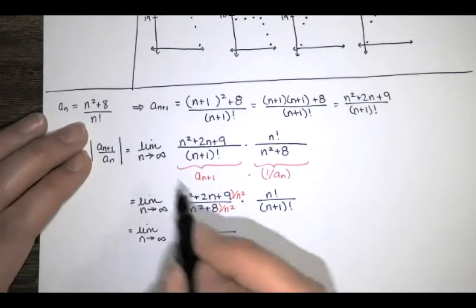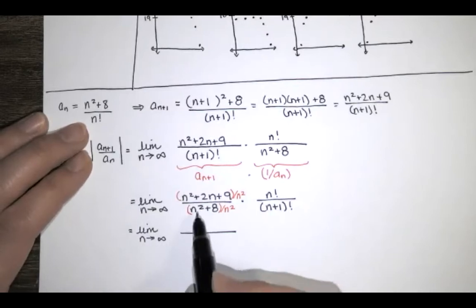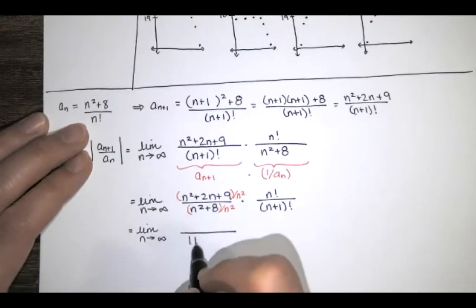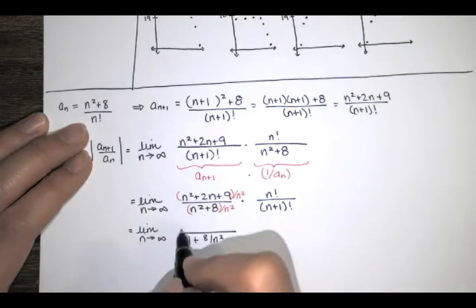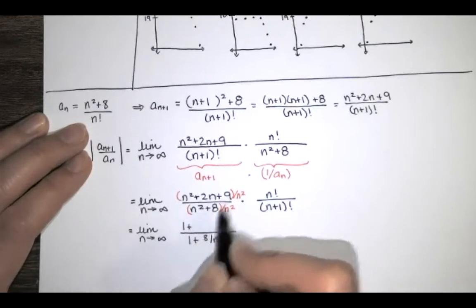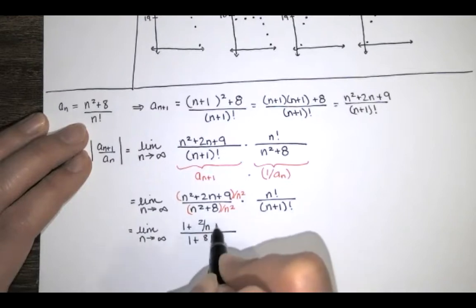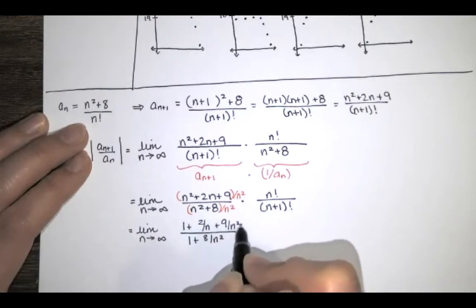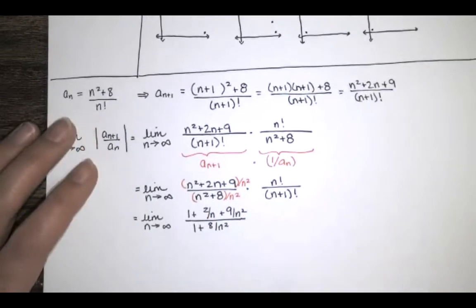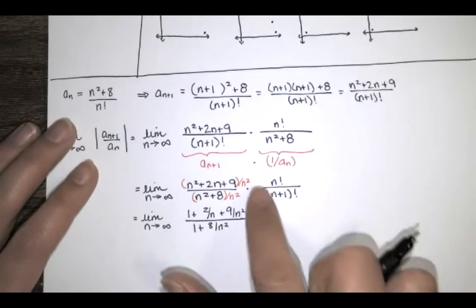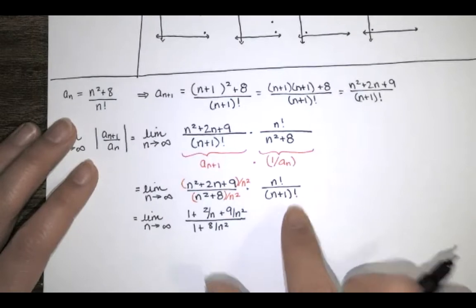When we do that, the result is not indeterminate anymore. n squared over n squared is 1, and then we have 8 over n squared over here. Then I've got n squared over n squared, which is 1, plus 2n over n squared, so one of those n's will reduce. You just keep going. So that's what you have right there. And this guy can be simplified as well.